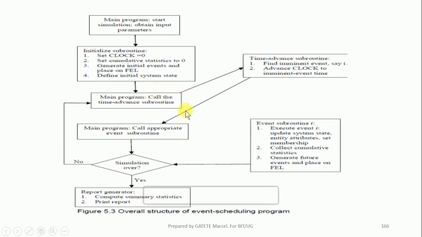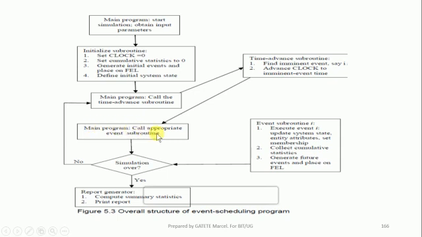After that, the main program has to call the time advance subroutine. The time advance subroutine contains a method used to advance the time from T to T1. What will this function do? The time advance subroutine will find the imminent event, say I. It will find the event which is about to occur, and then it will advance the clock from T to T1, the time of the imminent event. After executing this task, it will return the result to the main function.